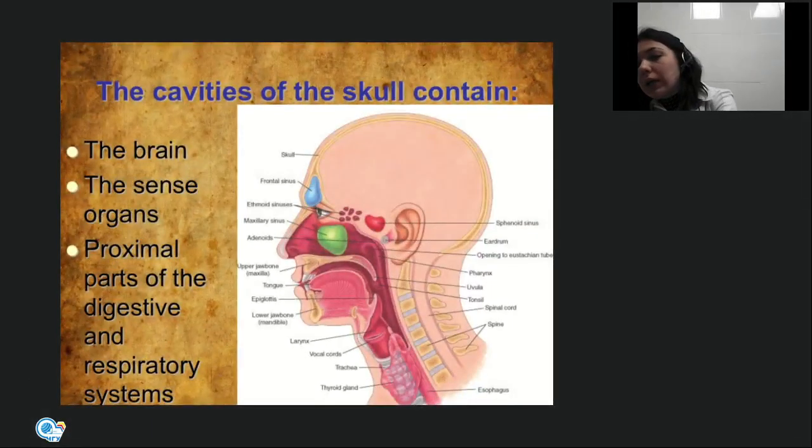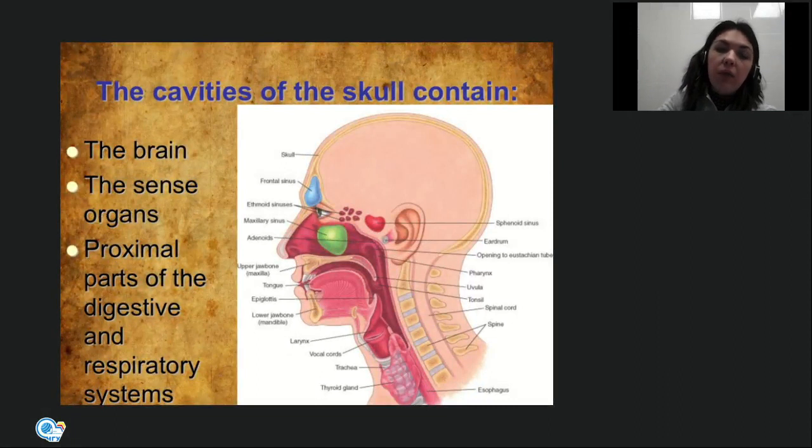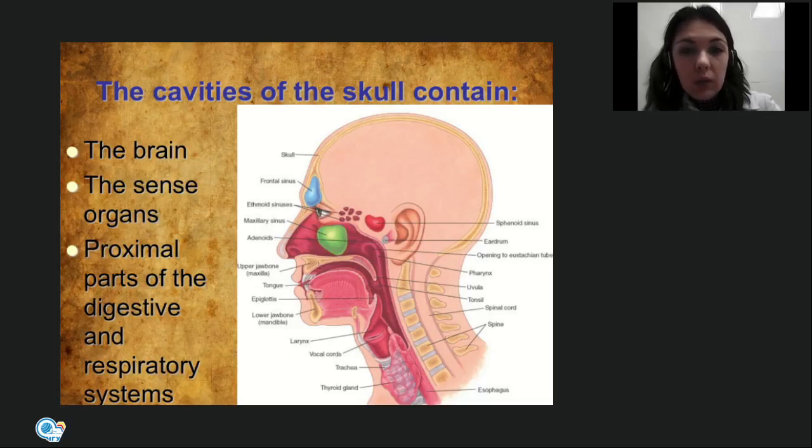Okay, so cavities of the skull contain the brain. The largest cranial cavity contains the brain. Then sense organs are also located in the cavities of the skull: the ear, the eyeball, the tongue that has taste papillae, and the nasal cavity with olfactory receptors. Proximal parts of the digestive and respiratory systems are also located in the skull. These are the nasal cavity and oral cavity.